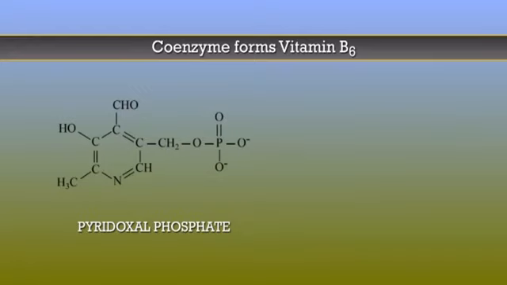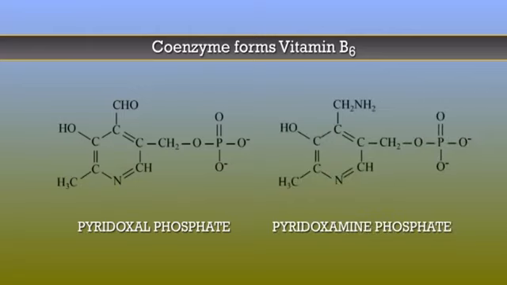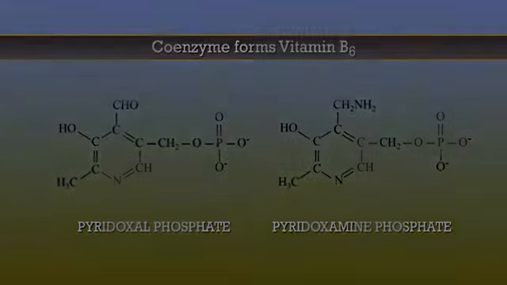The coenzyme forms of this vitamin are pyridoxal phosphate and pyridoxamine phosphate. The important functions of this vitamin, that is pyridoxine, are: in general, pyridoxal phosphate, that is PLP, acts as coenzyme of transaminases and thus accelerates metabolism.